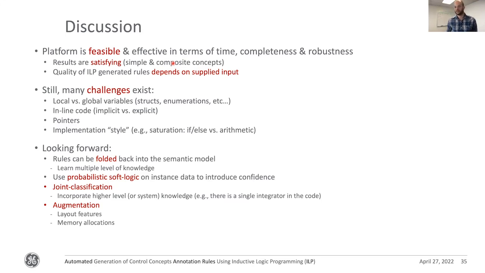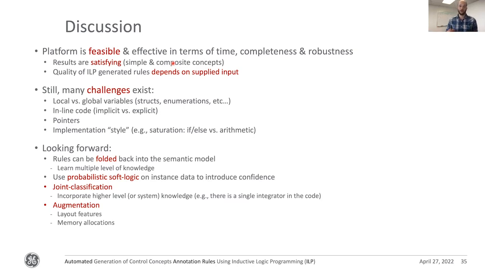Implementation style changes are another one. This is something I mentioned previously about separating positives and negatives and having enough positive examples that are descriptive enough in different ways. Implementation style can vary. If you think about a saturation component, we could have it implemented either in if-else style or in more of an arithmetic style. Both are valid, both are fine, but it just depends on the developer or how the decompiled code presented that.